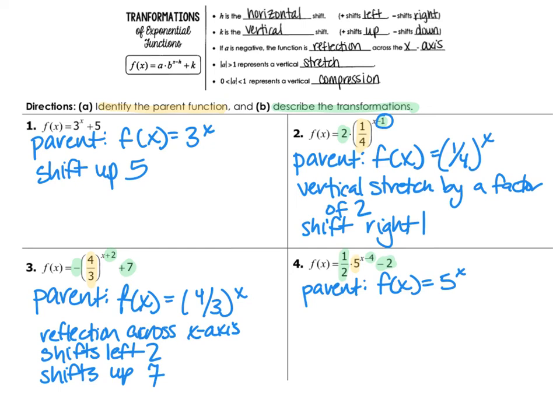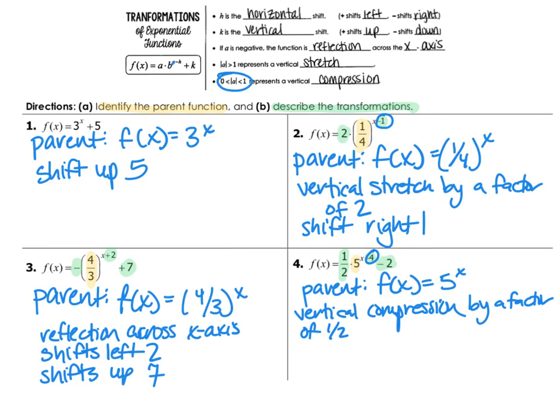So the transformation out front with the 1/2 is in the a position, and that's between 0 and 1. So we have a vertical compression by a factor of 1/2. The -4 is in the position of h, and so that shifts right 4. And then the -2 is in the position of k, so that shifts down 2.